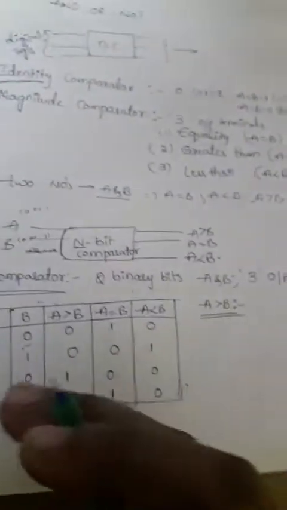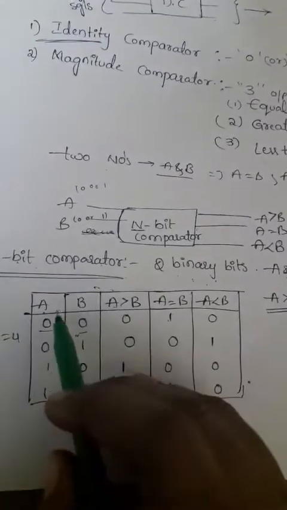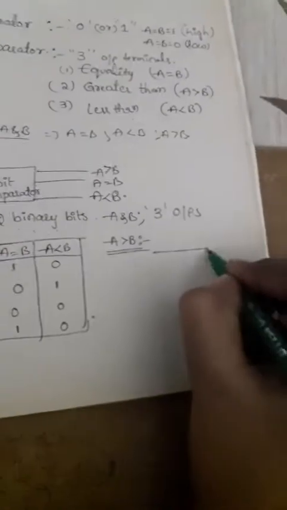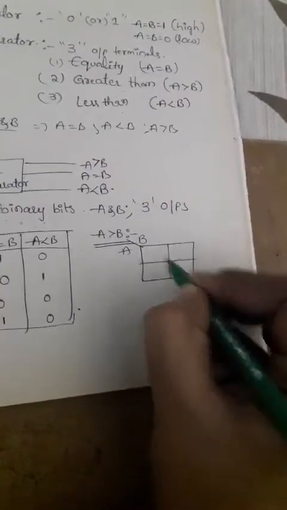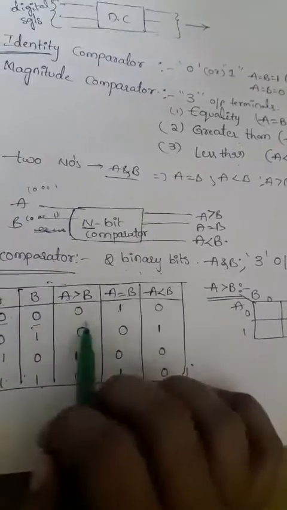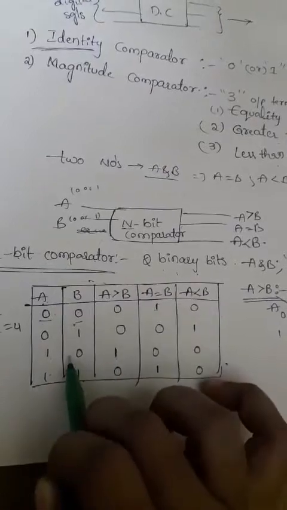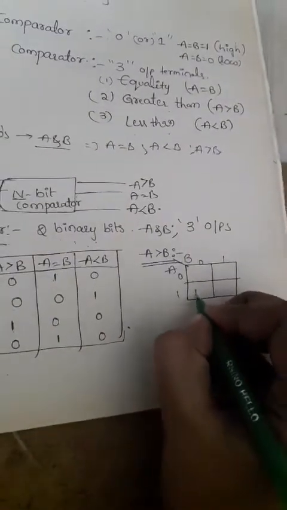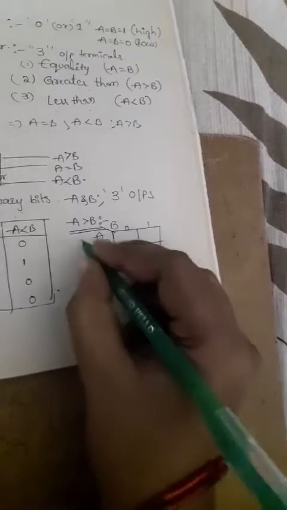Which K-map do we need to consider for greater than, equal or less than? Simply, we have two inputs, so we consider a two variable K-map. Here I am considering A and here B, with values 0 1 and 0 1. First I take the A greater than B output. In that, the minterm state considered as 1 is the 1 0 case. So directly you can say that the function becomes A B bar. This is the A greater than B function.